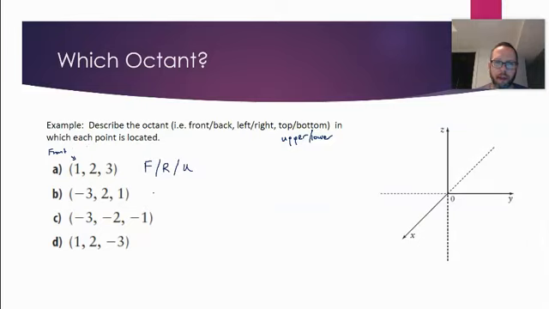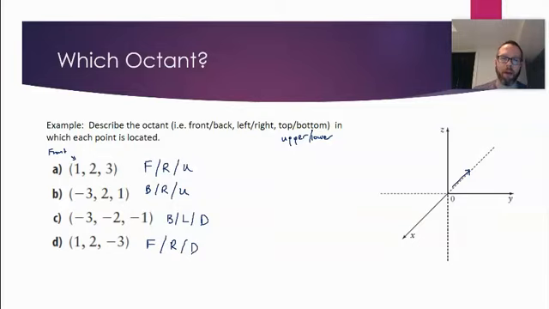For B, that -3 means we're going back into the page, back this way in the negative X direction. But a +2, +1 means we're moving to the right in the Y direction and up in the Z direction. C is the opposite of everything from part A. So we'll be moving back first and then left and then down to plot our point. And then finally in D, we'd be moving to the front in the positive X direction and then to the right and then down.